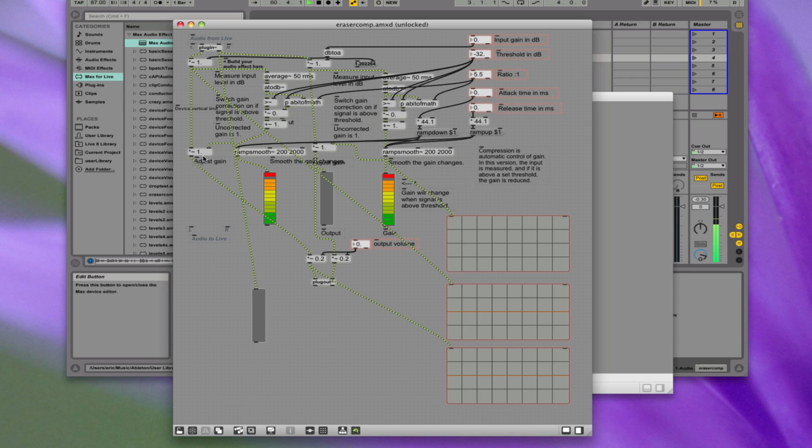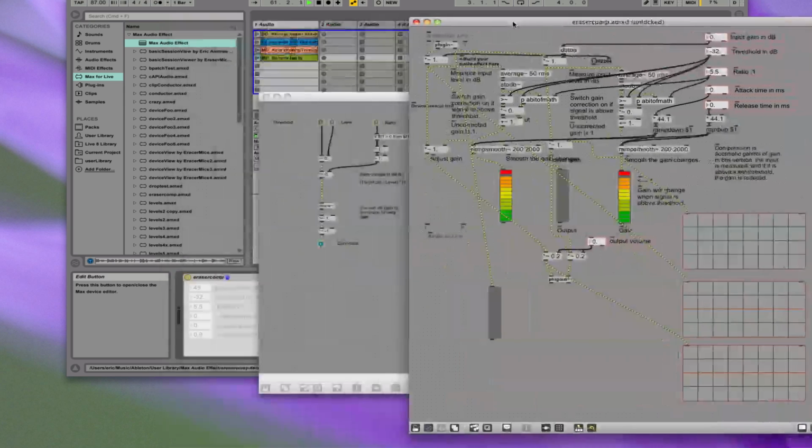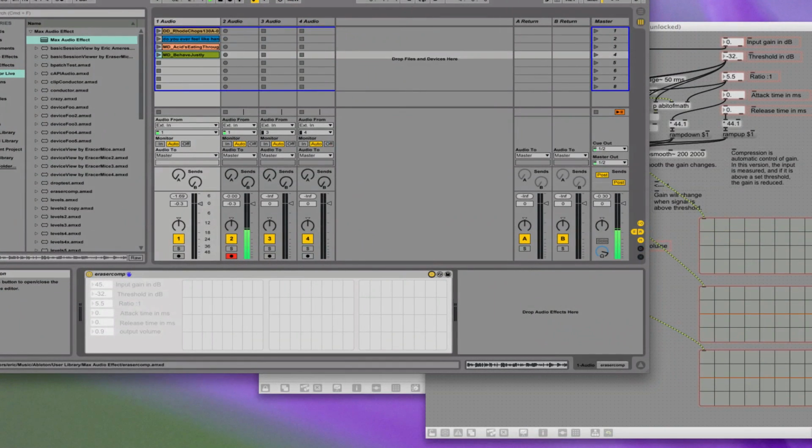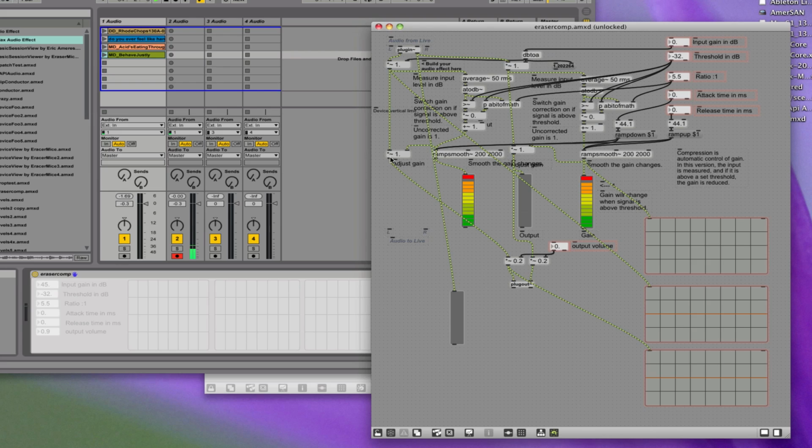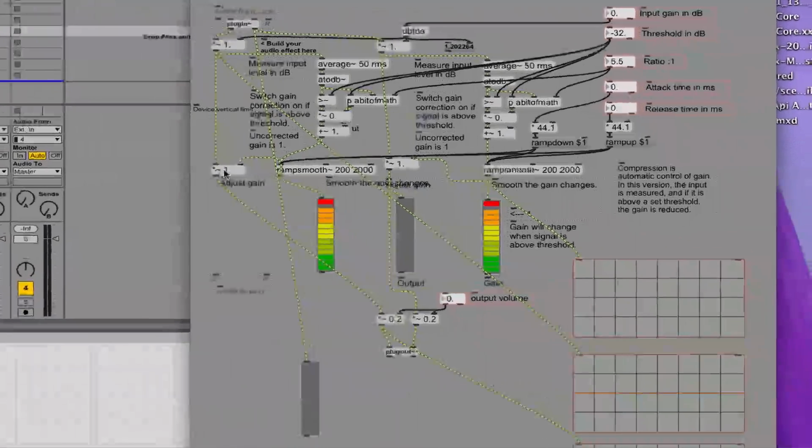Then I have my adjustment gain. My adjustment gain is what's being tweaked by the input signal. That's the automatic adjustment that's going on, right? So this signal gets louder as it crosses the threshold. This is the gain here that gets adjusted, okay?